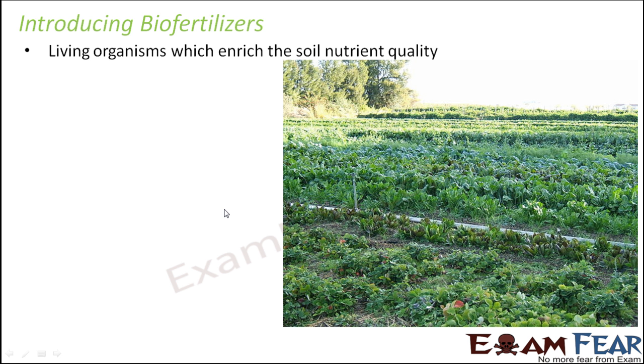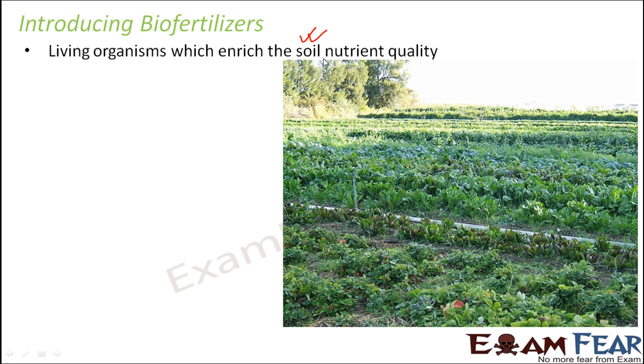Now how can the quality of soil be improved? What does soil do for a plant? Soil stores all the essential nutrients, macronutrients as well as micronutrients, which are needed for the plant's growth and development. So if we say that the soil quality has improved, that means the quality and quantity of the nutrients present in the soil has improved. So basically biofertilizers are those living organisms which will enrich the soil nutrient quality.